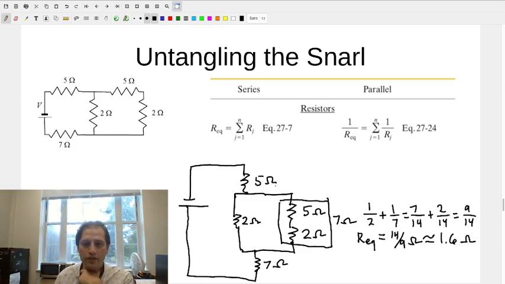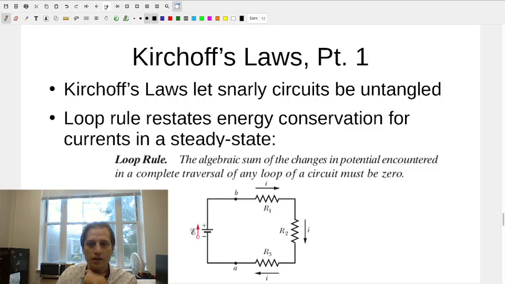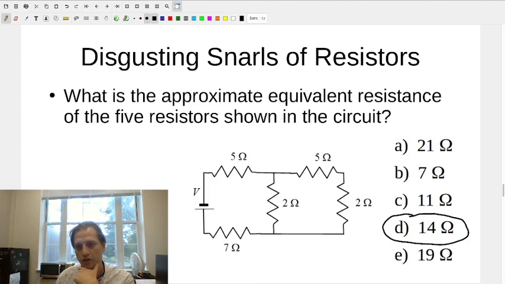Okay, and at this point I have a 5 ohm, and I'm now treating this whole thing as about a 1.6 ohm resistor, followed by a 7 ohm. So 5 plus 7 is around 12, and then 12 plus 1.6 would give me 13.6, and so the one of these that's closest would be 14 ohms.